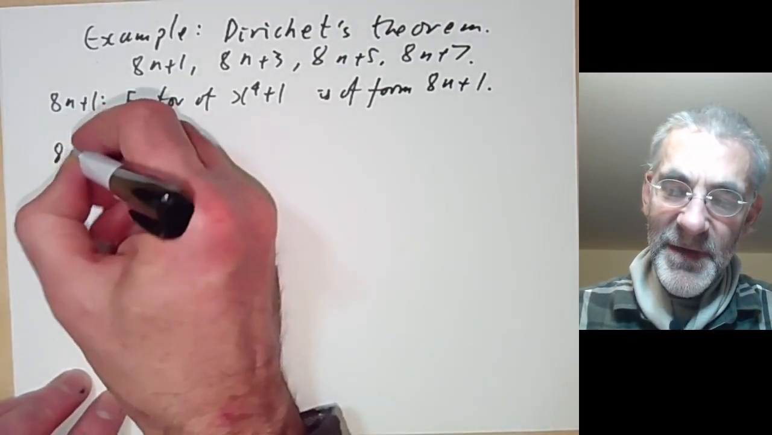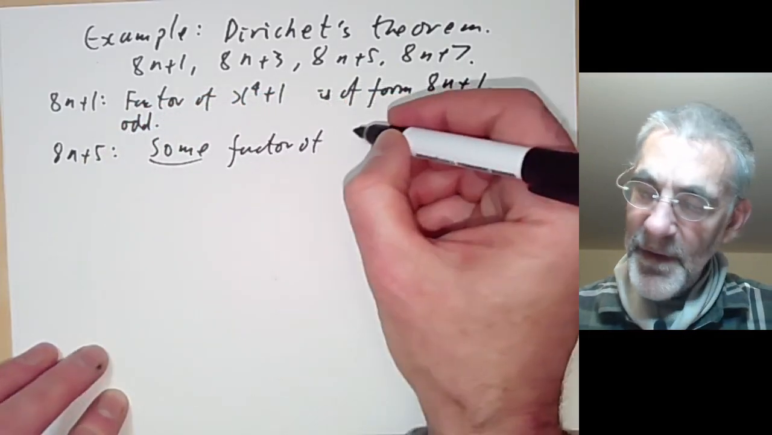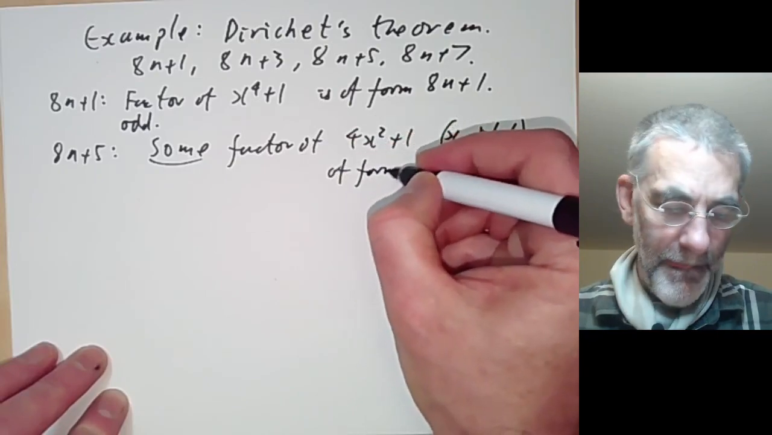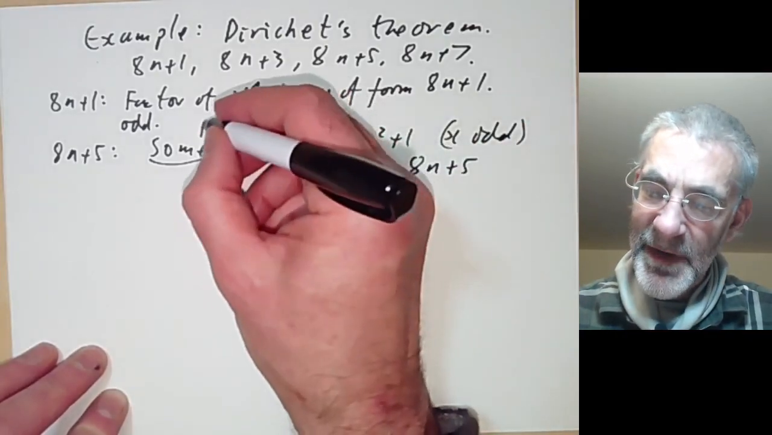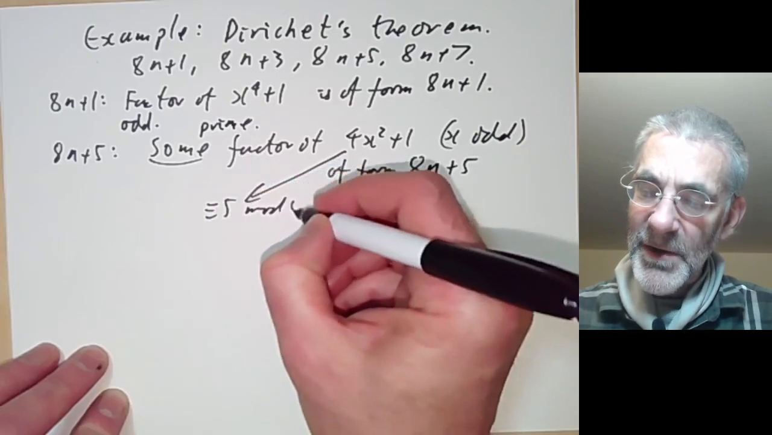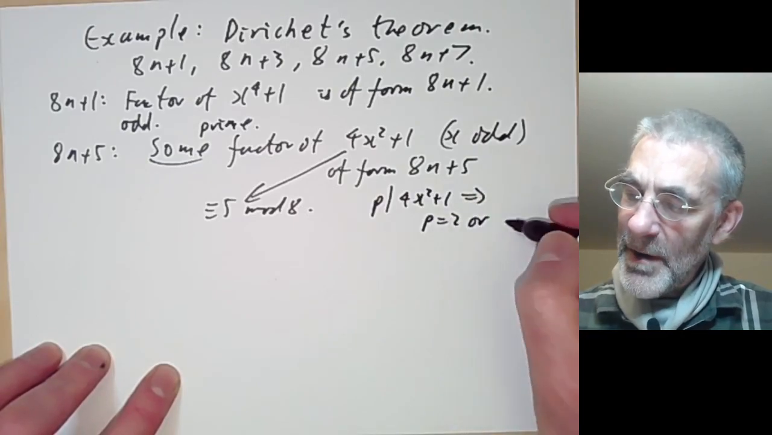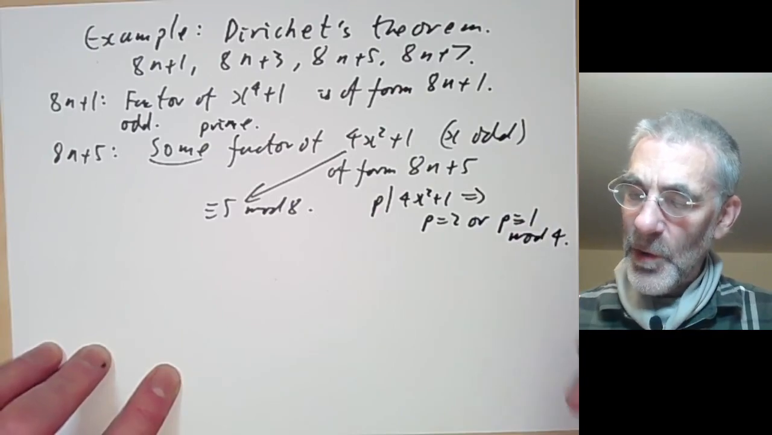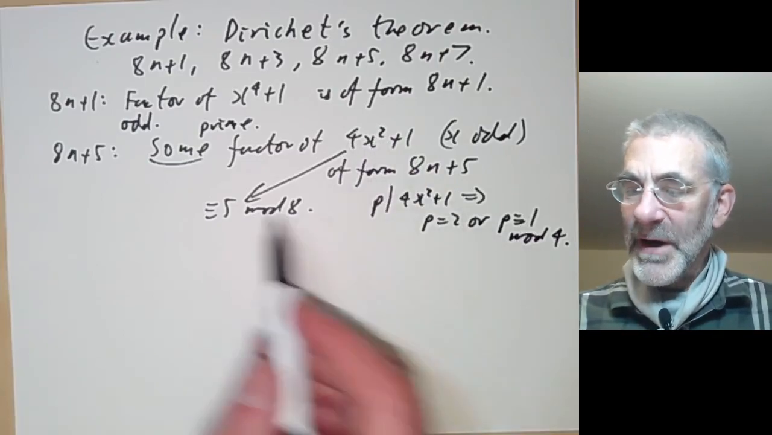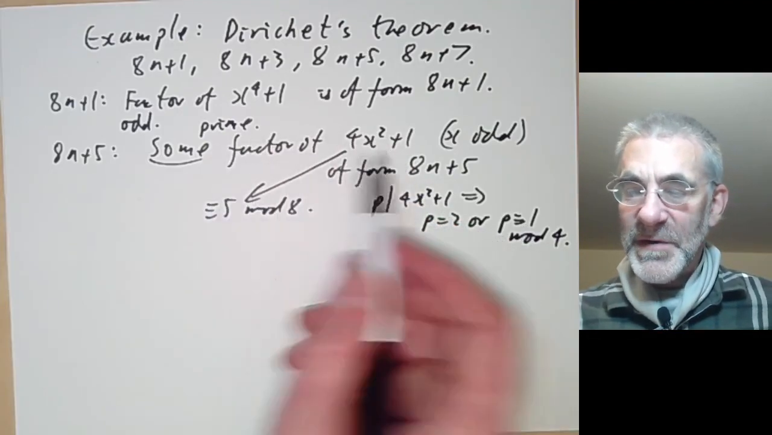Now let's look at 8n plus 5. Well, that's actually fairly easy because some factor of 4x squared plus 1 with x odd is of the form 8n plus 5, that's some prime factor. The reason for this is that this number here is congruent to 5 modulo 8, and if p divides 4x squared plus 1, this implies p equals 2, or p is congruent to 1 modulo 4. Now that means all factors of this, if you choose x to be odd, are going to be 1 or 5 mod 8, and they can't all be 1 mod 8, so one factor must be 5 mod 8. So that allows you to generate lots of primes that are 5 mod 8.